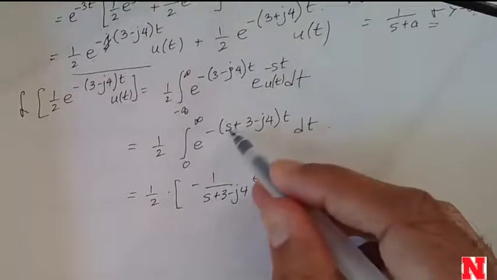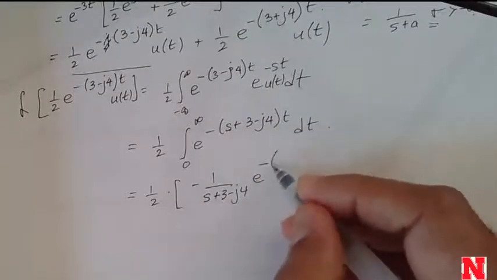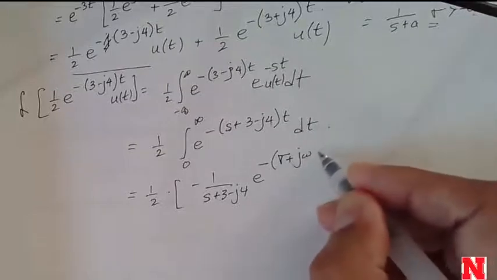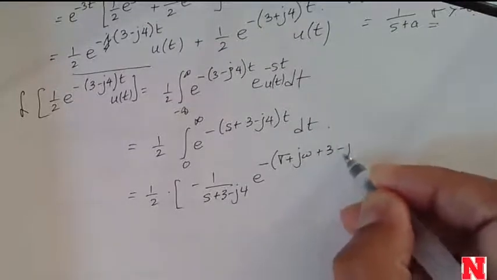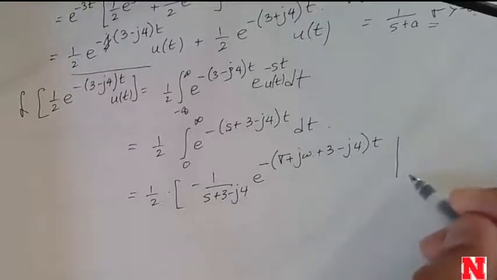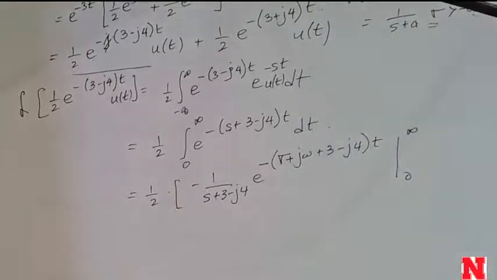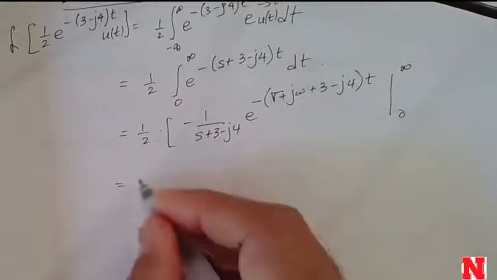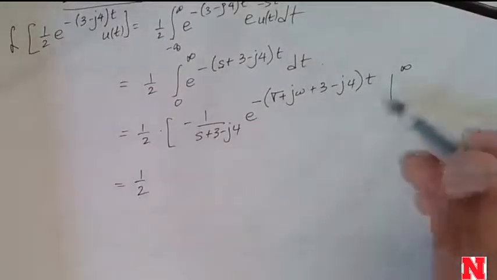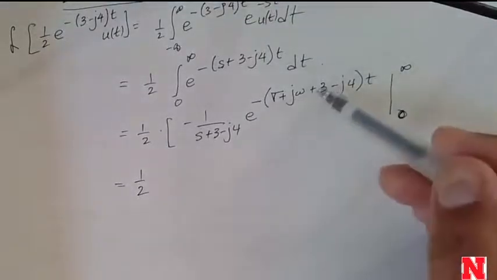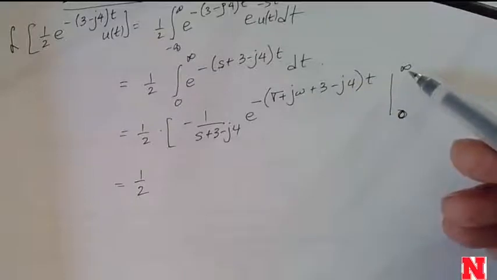So I'm going to take s and write that as sigma plus j omega. So this is sigma plus j omega plus 3 minus j4 t evaluated between 0 and infinity. Right? So that's equal to 1/2. Again, the 0 part doesn't matter because when I plug 0 in here, I'll get e to the power 0, which is 1. The infinite part matters.